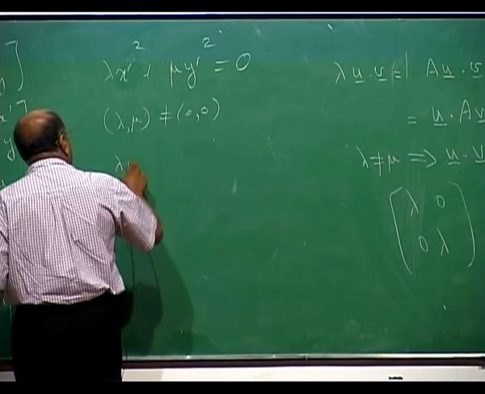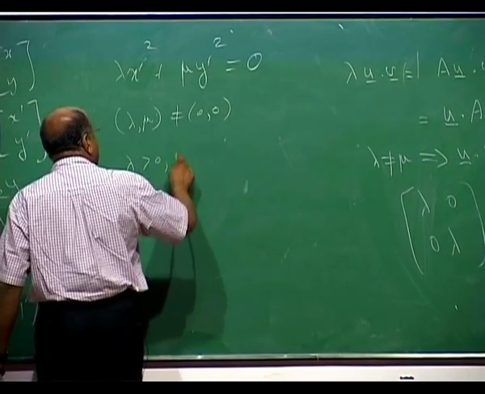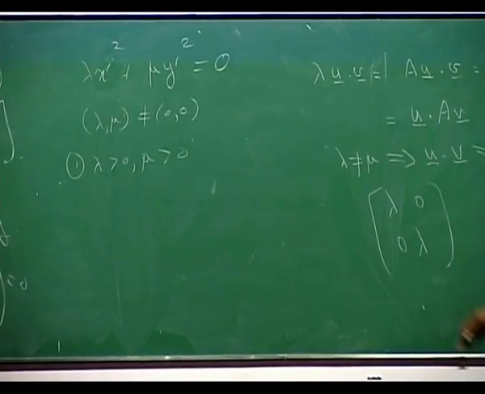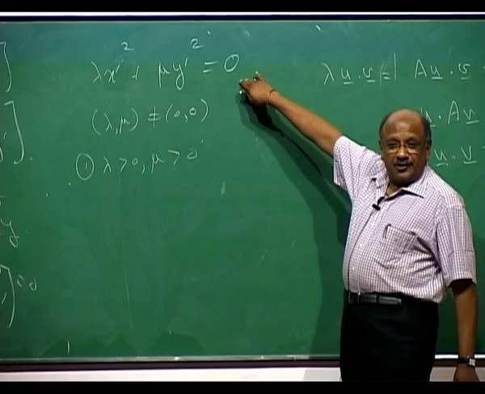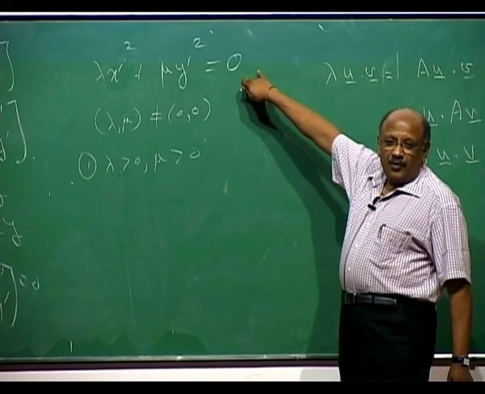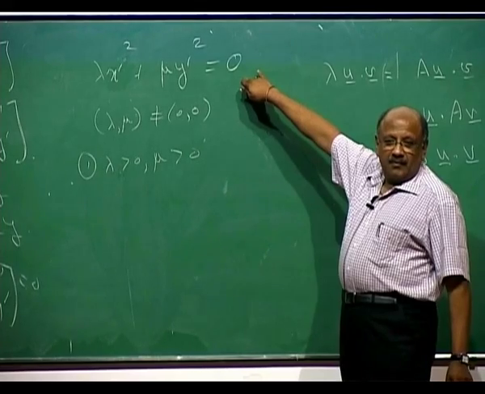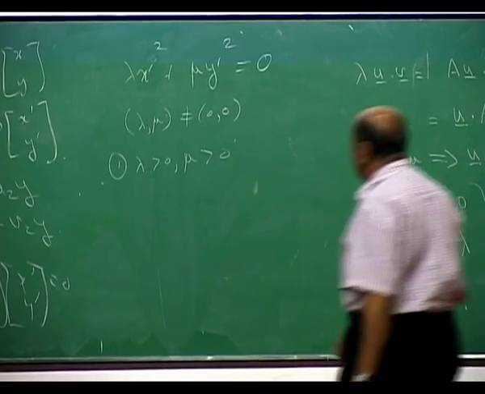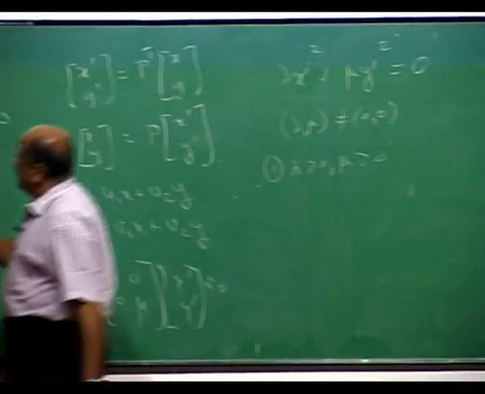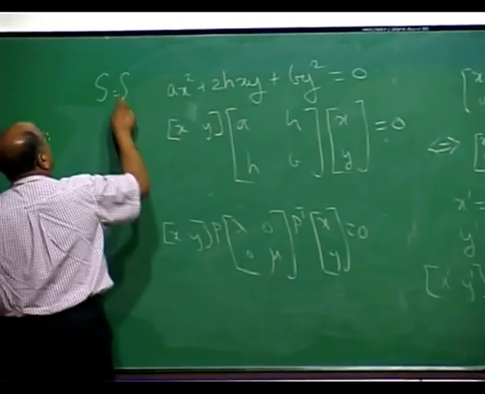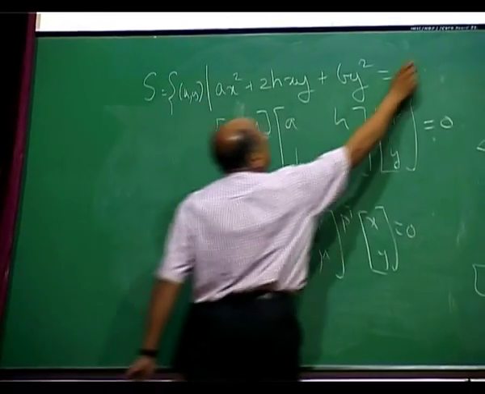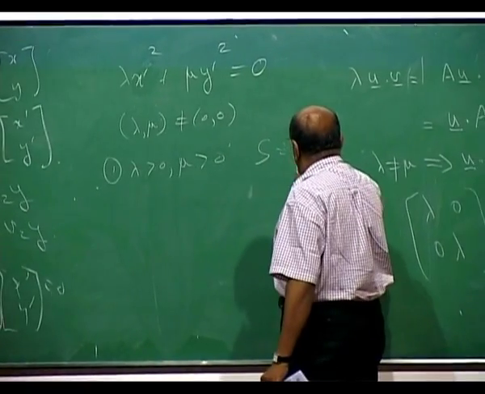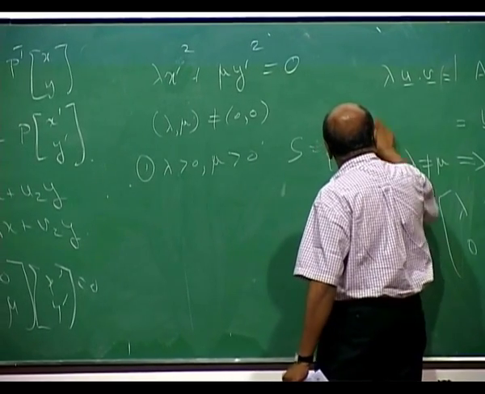Now if lambda and mu are both greater than 0, this equation has only one solution, x' equals 0, y' equals 0, because the sum of two positive terms is 0, so each term is 0. So this means that, suppose the set S is the set of all (x, y) such that this equation is satisfied, then S is just the singleton set {(0, 0)}.